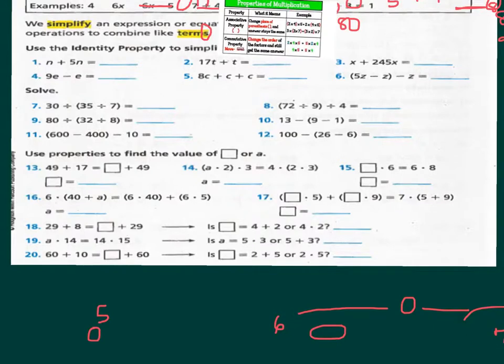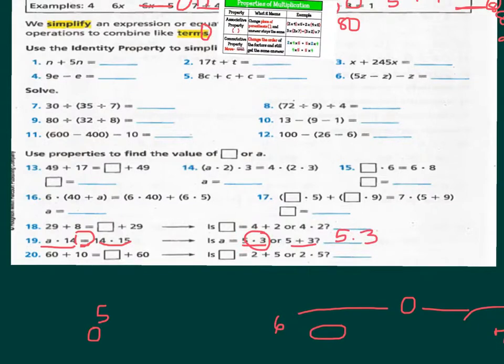We're on number 19. A times 14 equals 14 times 15, right? All right, I got to balance on both sides. This has got to balance with that. Is A going to equal 5 times 3 or 5 plus 3? Well, if I already have 14, how do I get 15? That's right, 5 times 3.